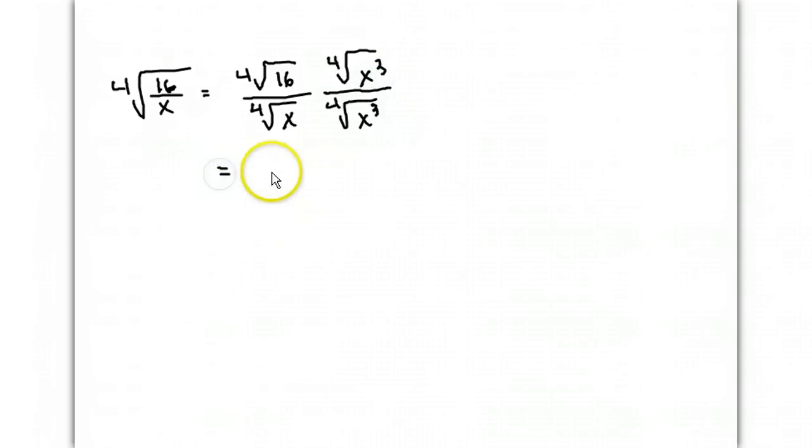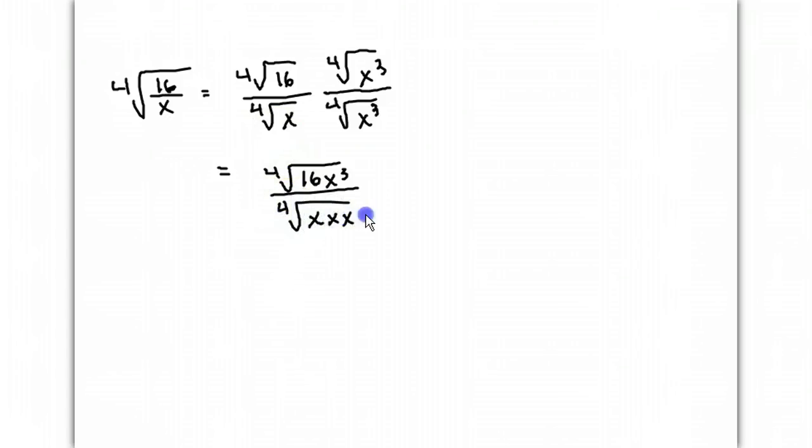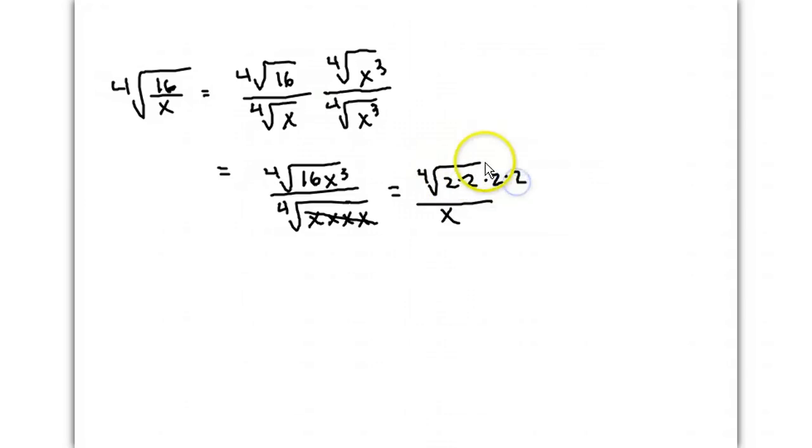And so what you end up having is the fourth root of 16x to the third divided by the fourth root of 4 x's. And those 4 x's cross out, and you just end up with an x on the bottom. On the top, you have the fourth root of 4 2's, because 16 is 4 times 4, and each 4 can be broken up into their own 2, and 3 x's. So those 4 2's come out of a fourth root, leaving you with just 2 at the top. And so your final answer is 2 fourth root x to the third divided by x.